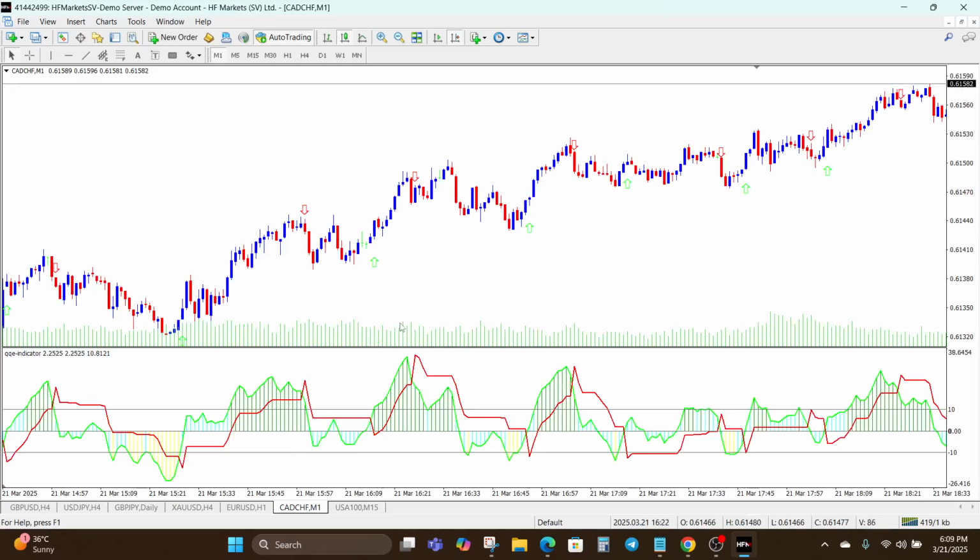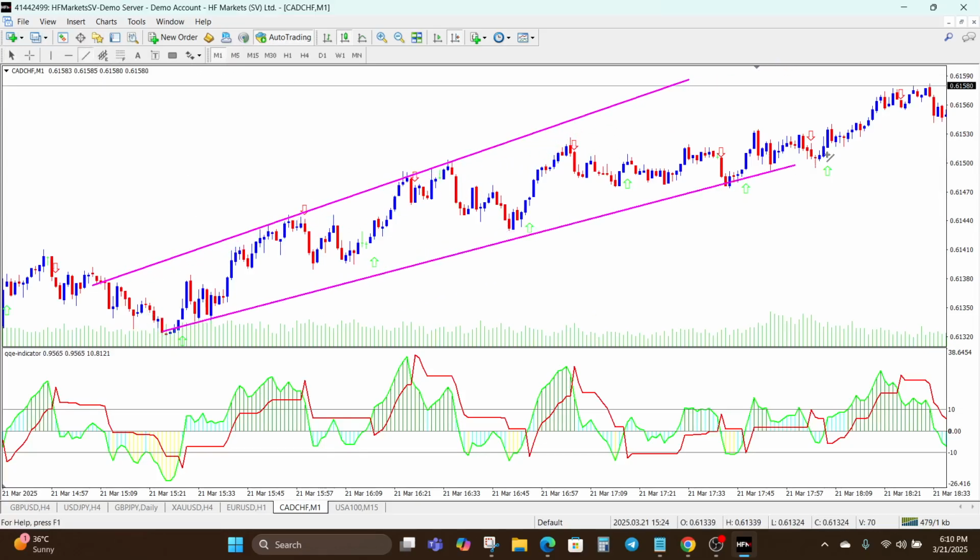And when you have the green line cross below the red line above the 10 level, and both of them drop below the 10 level, and the indicator paints a red arrow above the candlestick, that is a sell signal. Now, one thing for you to note is that when you have a sell signal in a buy trend, that sell signal is likely just a pullback.